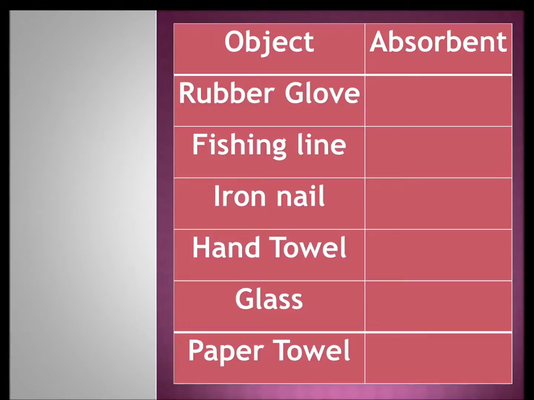So is a rubber glove absorbent? No. Is fishing line absorbent? I hope not. Iron nail? Nah. How about a hand towel? Well, yeah, that would be absorbent. That's the whole point of it, right? It takes the water off of our hands. How about glass? Well, no. If glass was absorbent, it would pull in the water from outside through the windows, right? Paper towel? Yep, that one's absorbent. Do you get the idea?